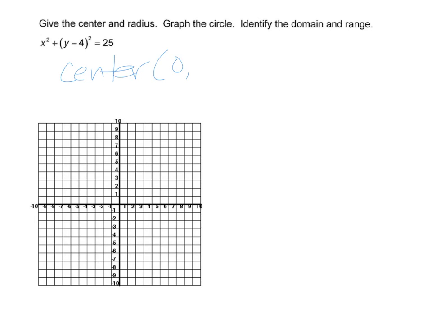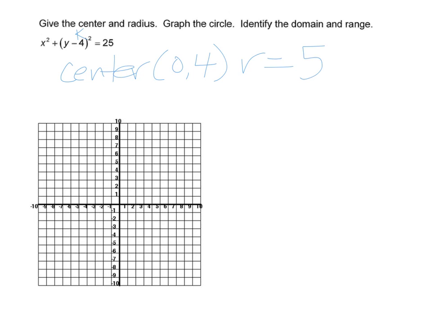And then y minus 4, the k is 4. Remember the k is minus 4. Remember to flip the sign. So the center is 0, 4. The radius is the square root of that last number. Square root of 25 is 5. So there's the center and the radius.